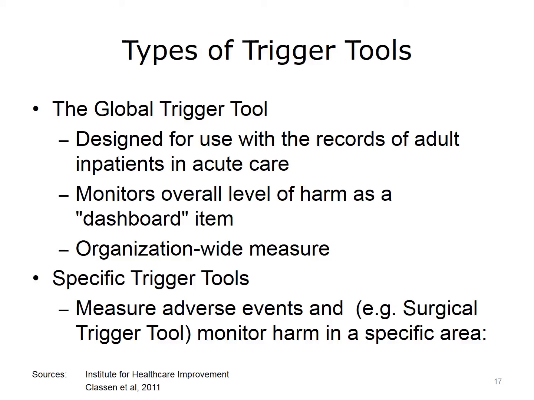The IHI has developed a global trigger tool that allows an organization to track its overall adverse event rates, as well as specific trigger tools for specific areas of adverse events. A study by David Klassen and colleagues compared the use of the global trigger tool to voluntary reporting and using AHRQ's patient safety indicators. Records identified by the trigger tool were reviewed to determine if there was an adverse event. The study found that the global trigger tool found 10 times as many adverse events as the other more traditional methods of finding adverse events. There are also specific trigger tools for particular areas or specialties, such as tools to identify potential adverse surgical events.